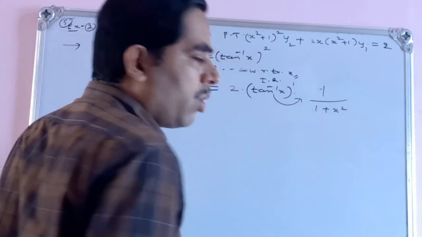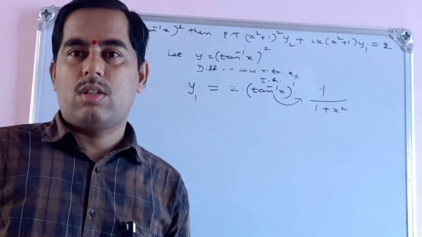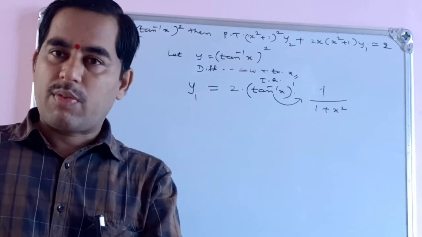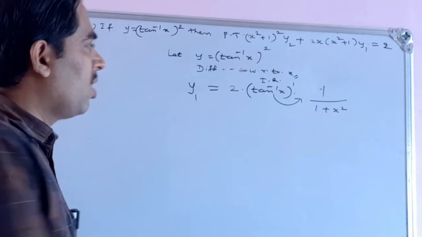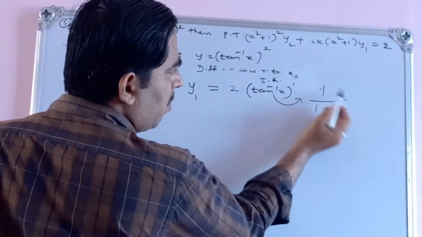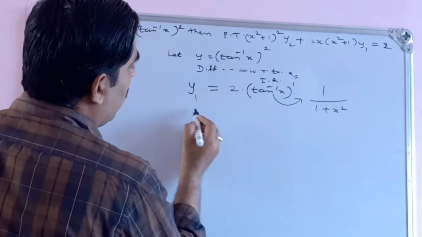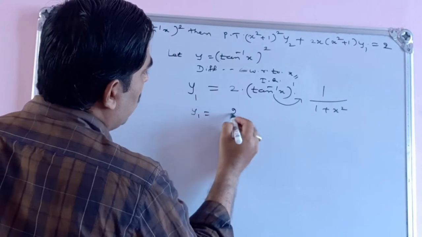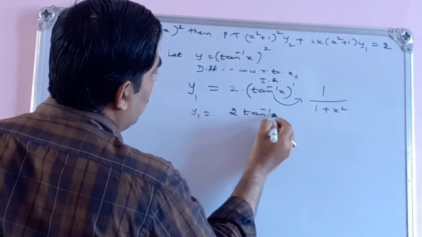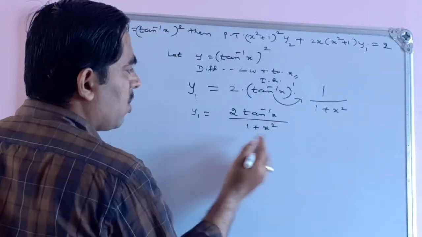That's why we have to be careful and go through all the previous classes about chain rule, parametric differentiation, and basic formulas. See, 2 into tan inverse x into the inner quantity. Derivative of tan inverse x is what? 1 by 1 plus x square. So I have written it like this. So y1 is equal to 2 tan inverse x divided by 1 plus x square. Here the square root is not there, only 1 plus x square.